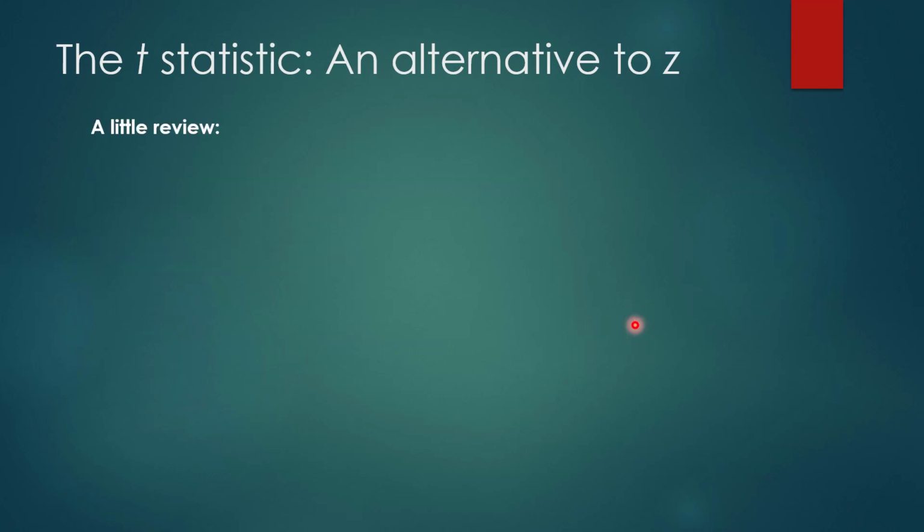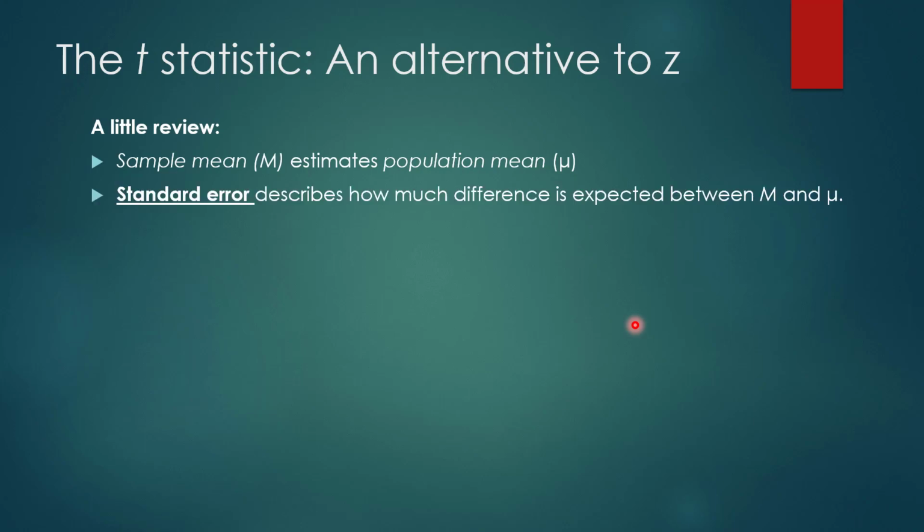A little more review, just to make sure that we all know where we're coming from and where we're going to. We already said the sample mean estimates the population mean. The standard error describes how much difference is expected between the sample mean and the population mean. So the standard error is the expected variation, and the sample mean minus population mean is the amount of difference that was detected or measured.